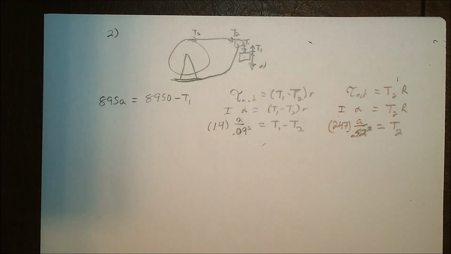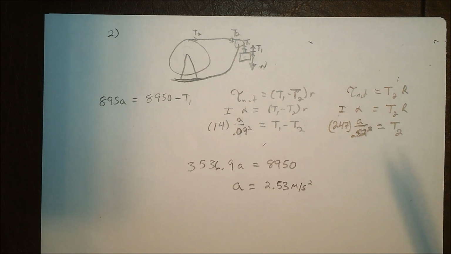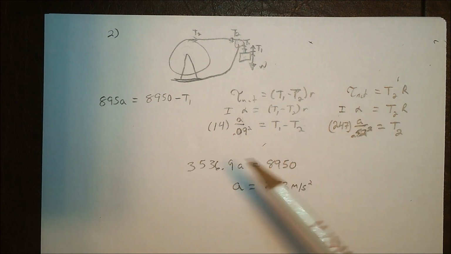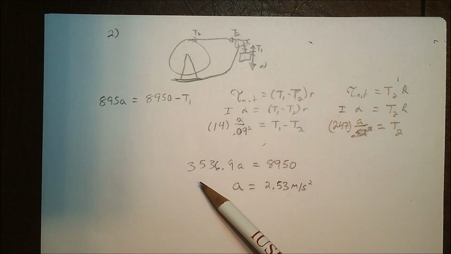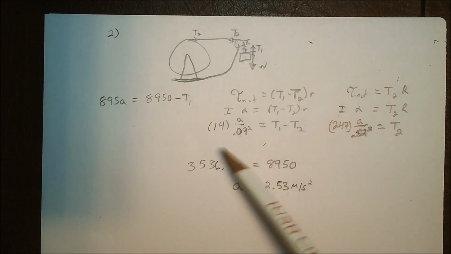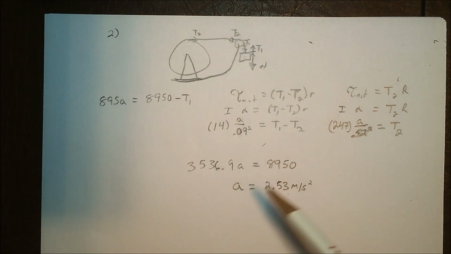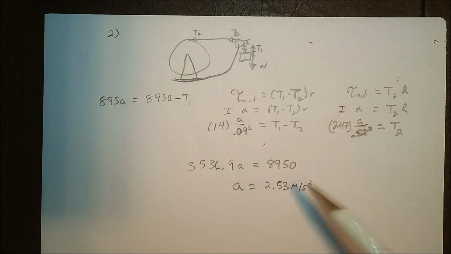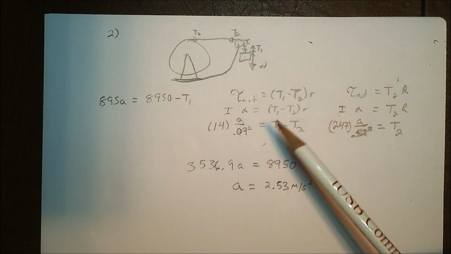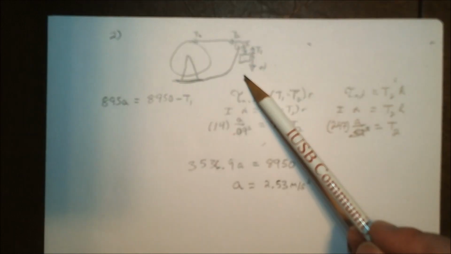So adding these equations together, on the left-hand side, I got 3,536.9 A approximately. And the right-hand side, all the tensions cancel, and I'm left with 8,950. Solve for A, and I got 2.53 meters per second squared. That's not what it's asking, though. It wants to know the speed of the car when it hits. So they tell us the height is 4 meters, and it starts at rest.